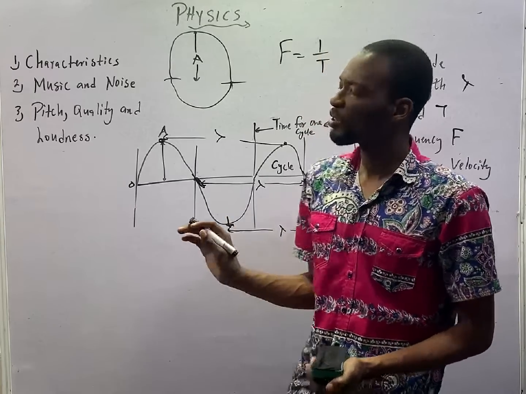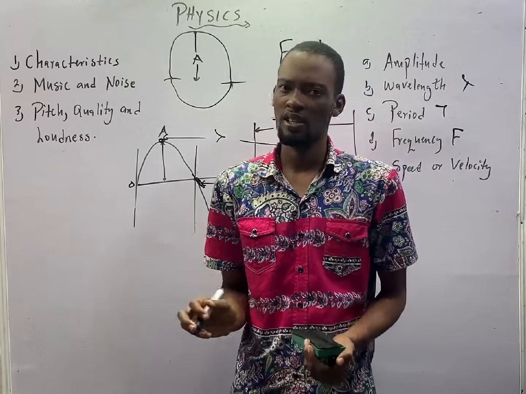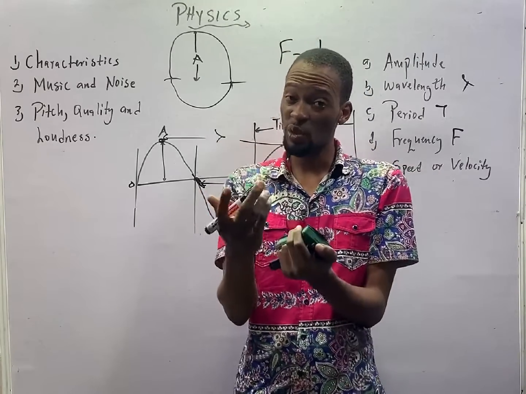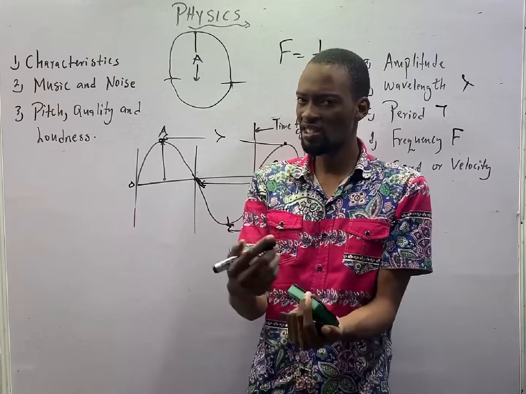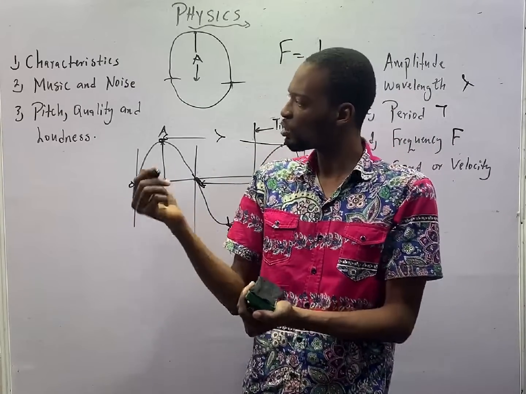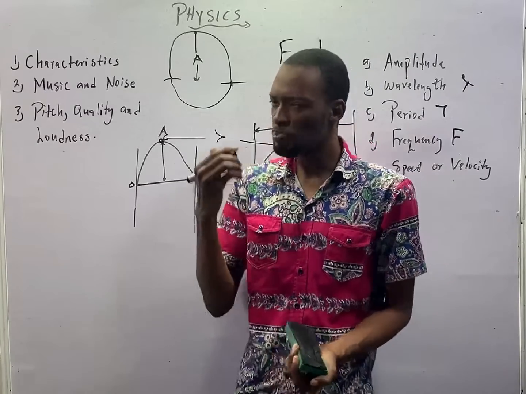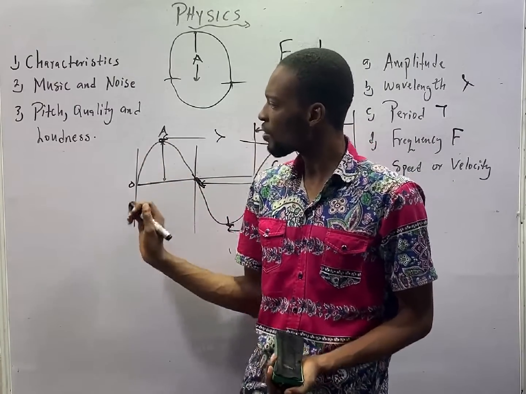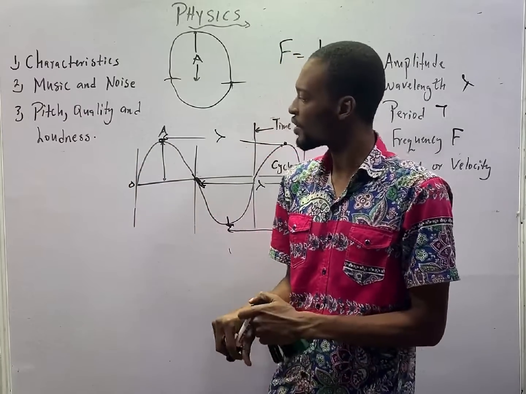Now, still on characteristics of sound waves, you remember that sound can be musical or noise. Sound can produce musical notes or noise. And when it comes to sound, there are characteristics like the pitch of the sound, the quality of the sound, and the loudness of the sound.